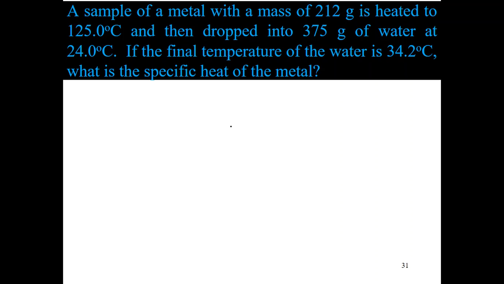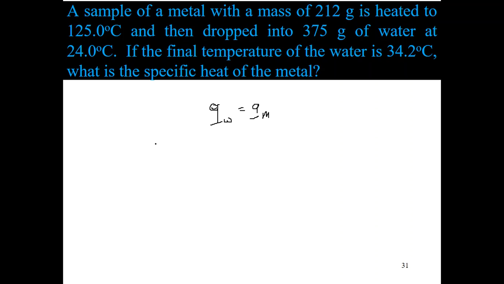So the first thing I'm going to write down here is Q. I'm going to use QW to represent the amount of heat that is gained by the water, and QM to represent the amount of heat that is lost by the metal. So water will be gaining heat, the metal will be losing heat, all right? So QW is equal to QM. And then what I'm going to do is write down expressions for QW and QM.